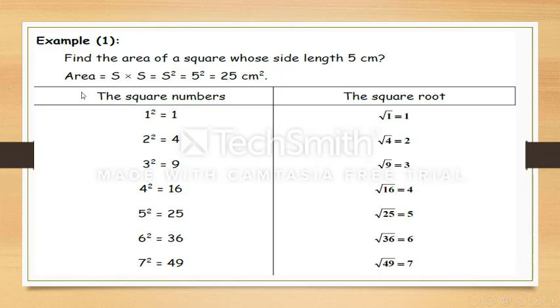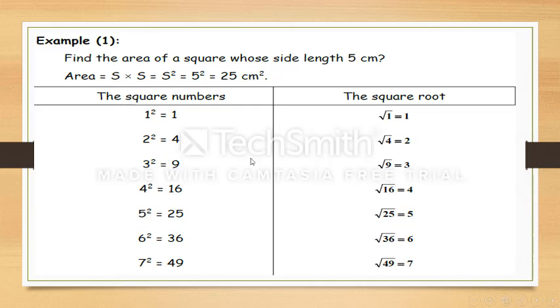Example 1. Find the area of a square whose side length is 5 cm. Area here is equal to side length times side length, so it's equal to side length squared. And the side length is equal to 5 cm. So 5 squared equals 25 cm squared.